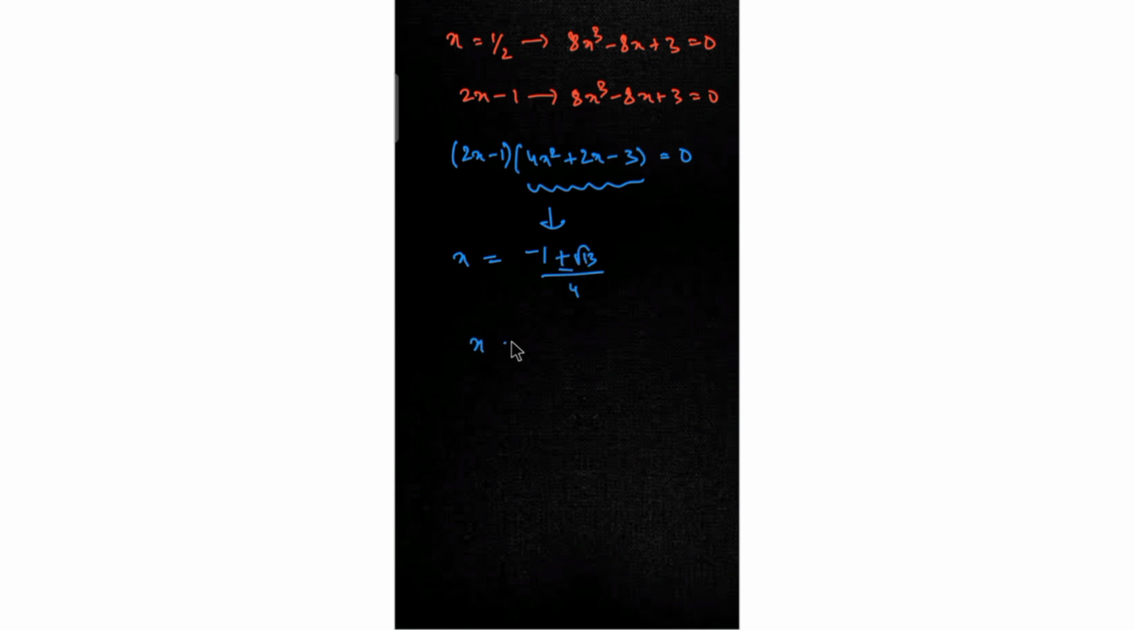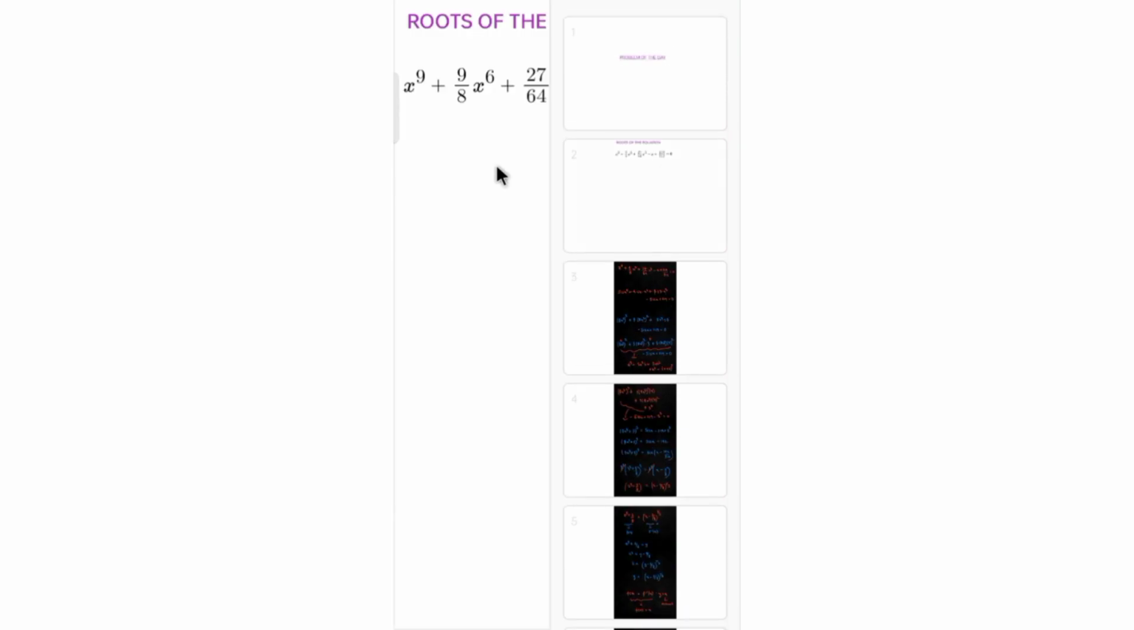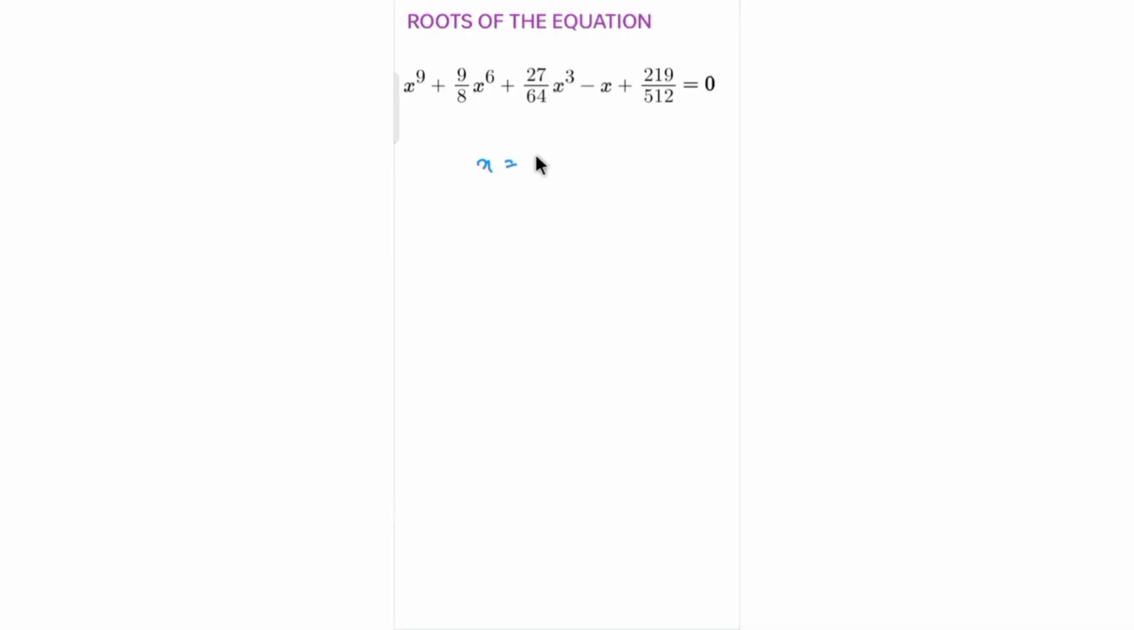So finally we have got x is equal to half as one root, and x is equal to minus 1 plus or minus root 13 by 4 as two roots. So in total we have found 3 roots for the 9th degree polynomial, and these are the only roots, there will be no other root. So these are the conclusions. The roots of the equation are x is equal to half, minus 1 minus root 13 divided by 4, and minus 1 plus root 13 divided by 4.